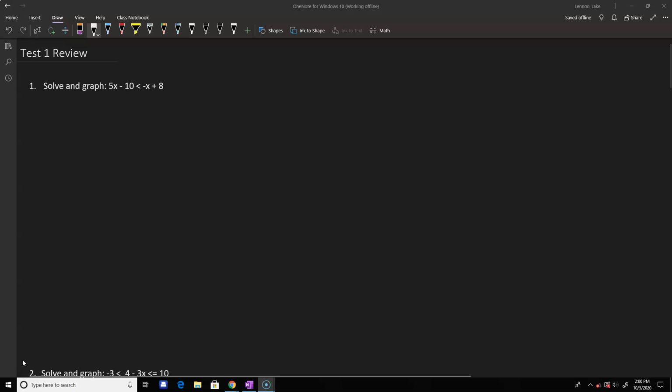So the topics include solving inequalities, linear equations, quadratic equations, and systems of equations. So the first one we're looking at is an inequality problem.